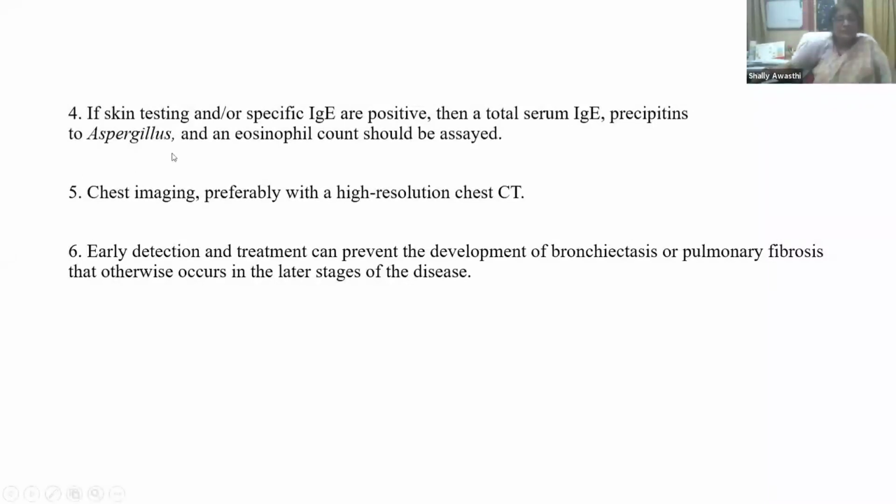And if skin prick testing and/or specific IgE is positive, then do a total serum IgE, precipitins to Aspergillus, and an eosinophil count. Chest imaging and HRCT should be done. And remember, the last is most important. Early detection, early treatment can prevent development of bronchiectasis or pulmonary fibrosis that otherwise occurs in the later stage of the disease. You can give our children better quality of life, longer quality of life. So with these words, thank you very much for your kind attention. And I finished in 43 minutes, Arpita.